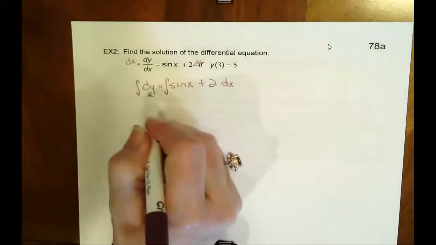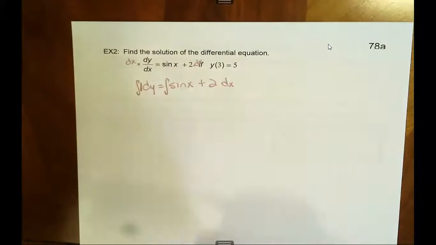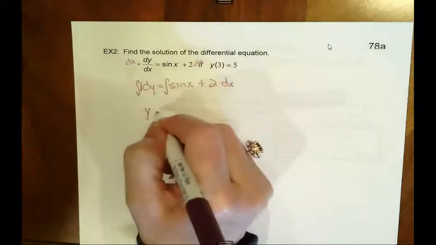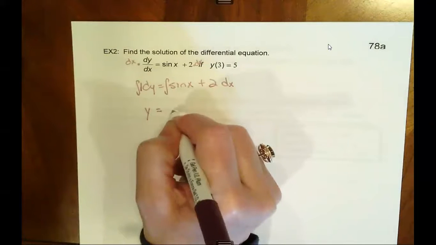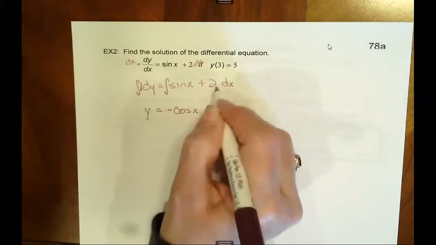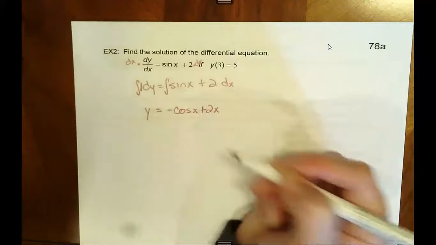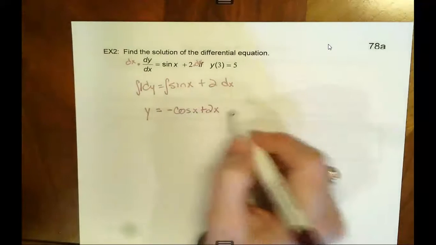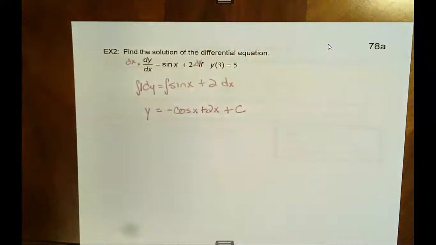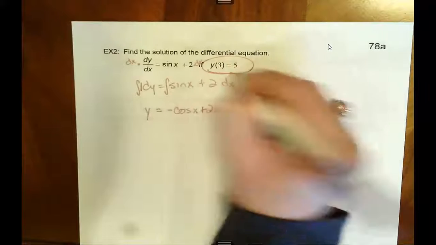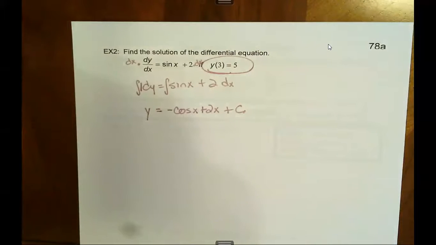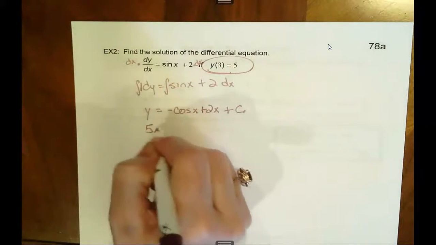And I know the integral of dy, or 1, understood to be 1 dy, would just be a y. And I know the integral of sine is negative cosine. The integral of 2 would be 2x. So I have negative cosine x plus 2x plus c. So that's my equation. And then it wants us to find the particular equation that goes through the point 3,5. So when x is 3, y is 5, I'm going to plug that in.